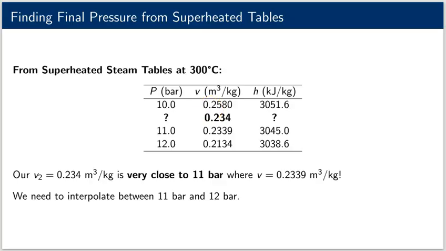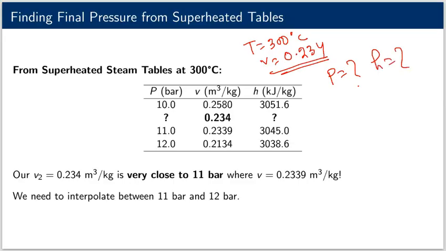From this superheated steam table at 300 degrees centigrade, we know two things: the temperature is 300 degrees centigrade and the volume is 0.234. What we have to calculate are the pressure P and the enthalpy H. So we have to check whether the table has the P data and H data at that specific volume, otherwise we have to do interpolation.